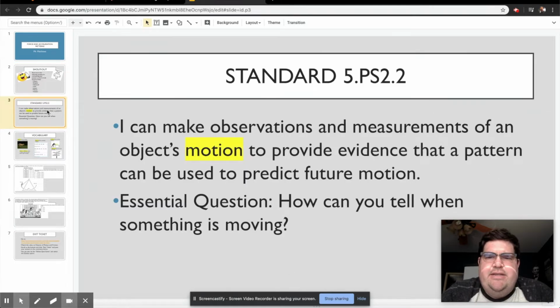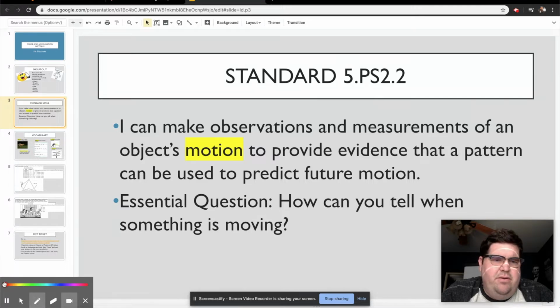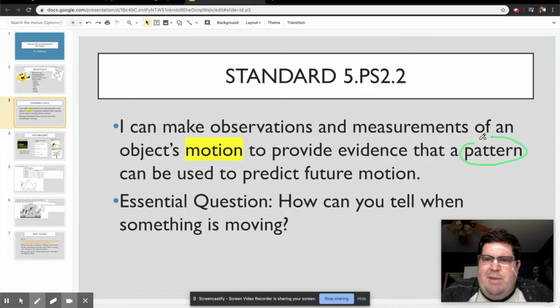All right, today's lesson is going to involve the I can statement here. I can make observations and measurements of an object's motion to provide evidence that a pattern can be used to predict future motion. That's the key here, the idea of a pattern. I want to make sure that that is very noticeable, a pattern. That's the key word here. A pattern can be used to predict future motion.